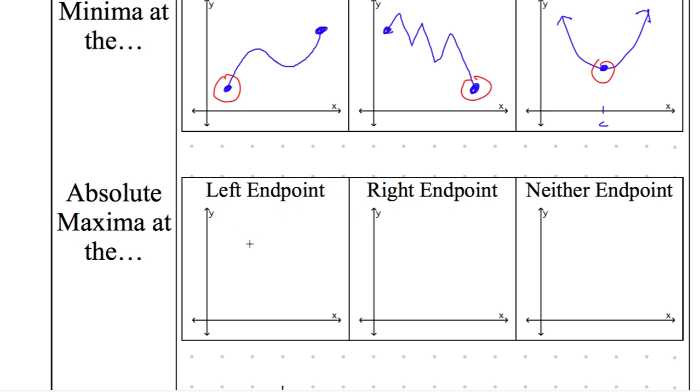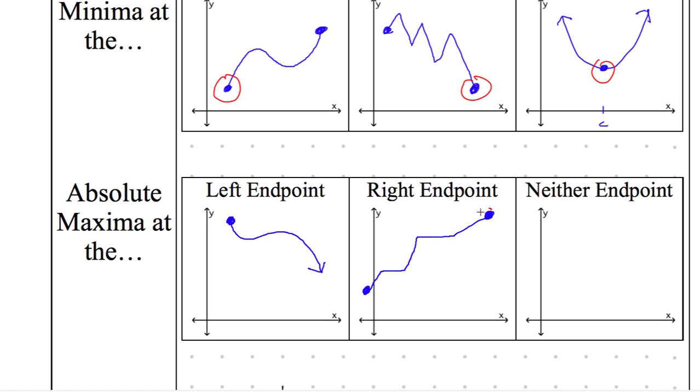How can I do a leftmost endpoint that is the absolute maximum? I'm probably going to do one that looks like this where it doesn't have an endpoint. That's my idea for leftmost endpoint. Rightmost endpoint, what am I thinking? Not a whole lot of options left. I think I saw Ben do one like this, where he did rightmost endpoint and then he kind of went down, down, down. So there's my rightmost endpoint.